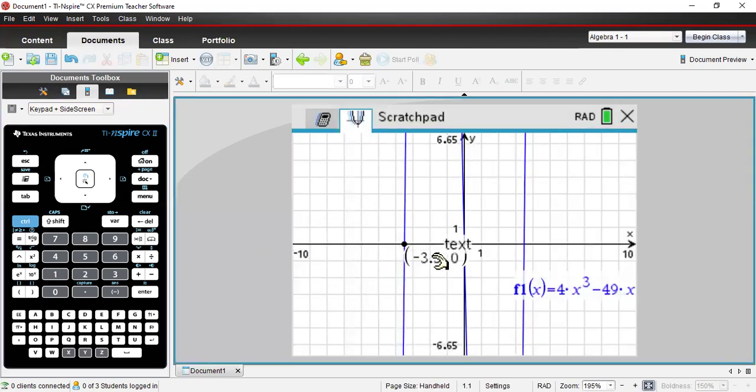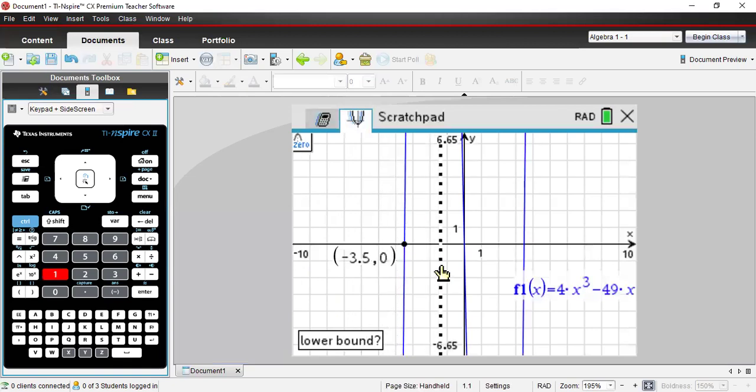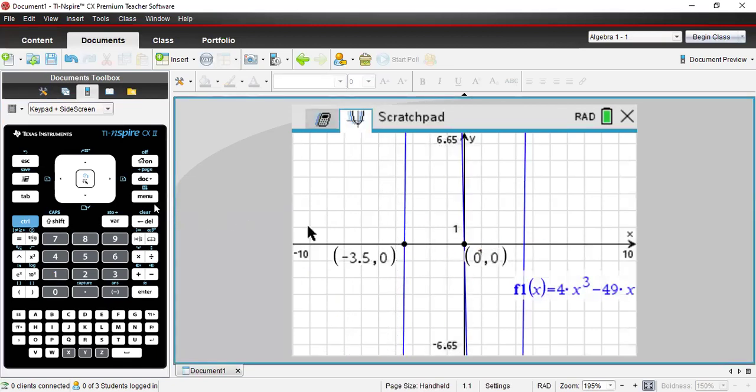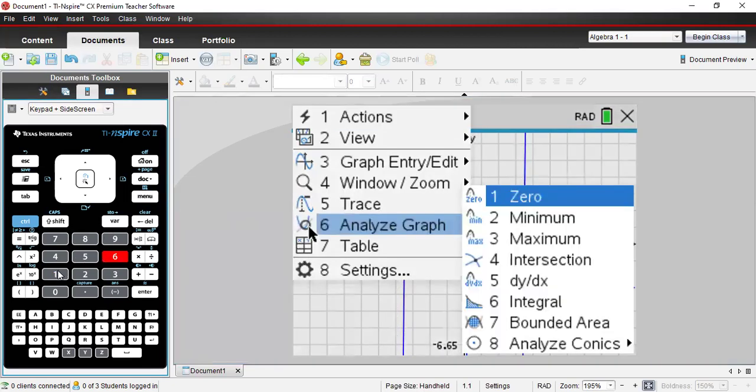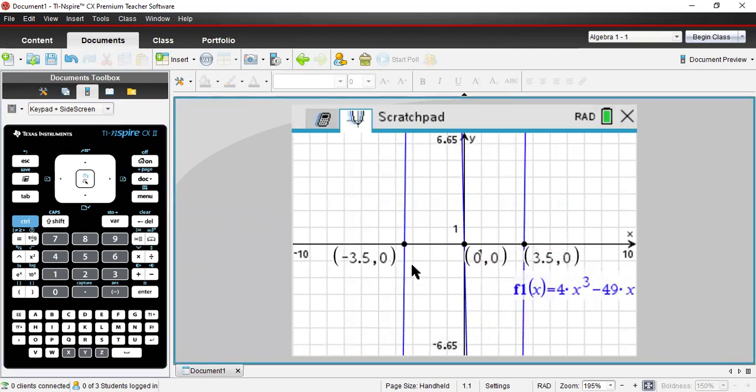Here's the first one. And then I'm going to do menu 61 again. Here's the second one. And then I'm going to do menu 61 again. And here's the third one. Now, here are my 3 factors. It's a negative 3.5, there's 0, and it's a positive 3.5.